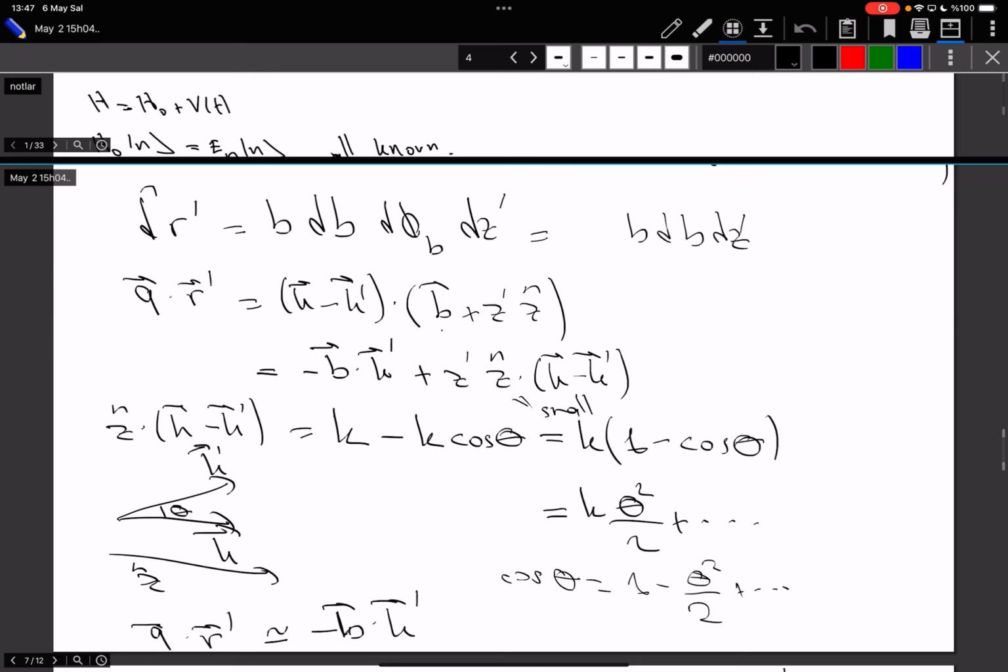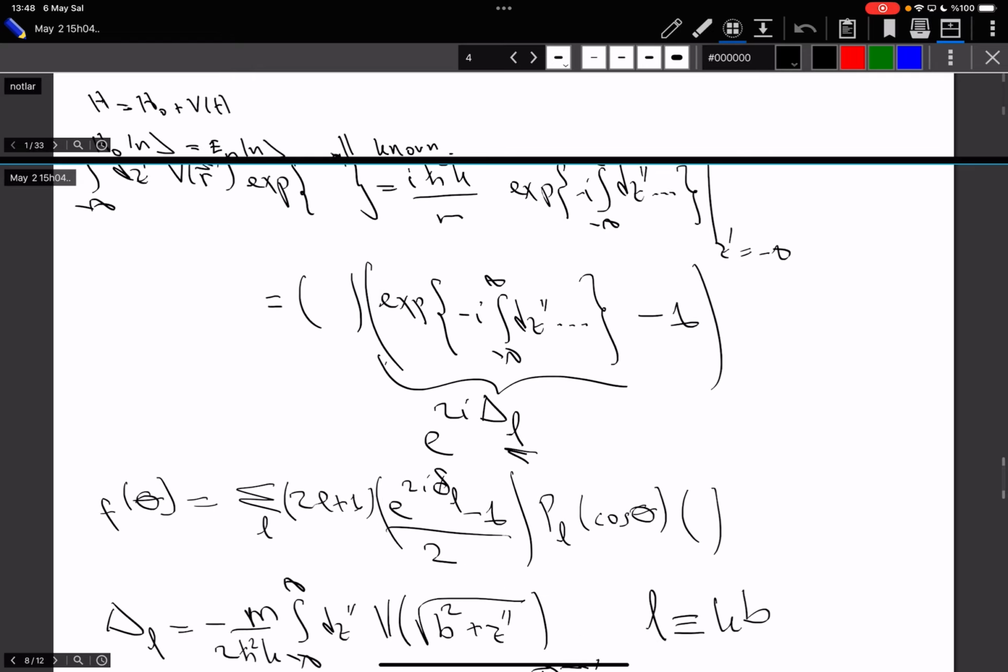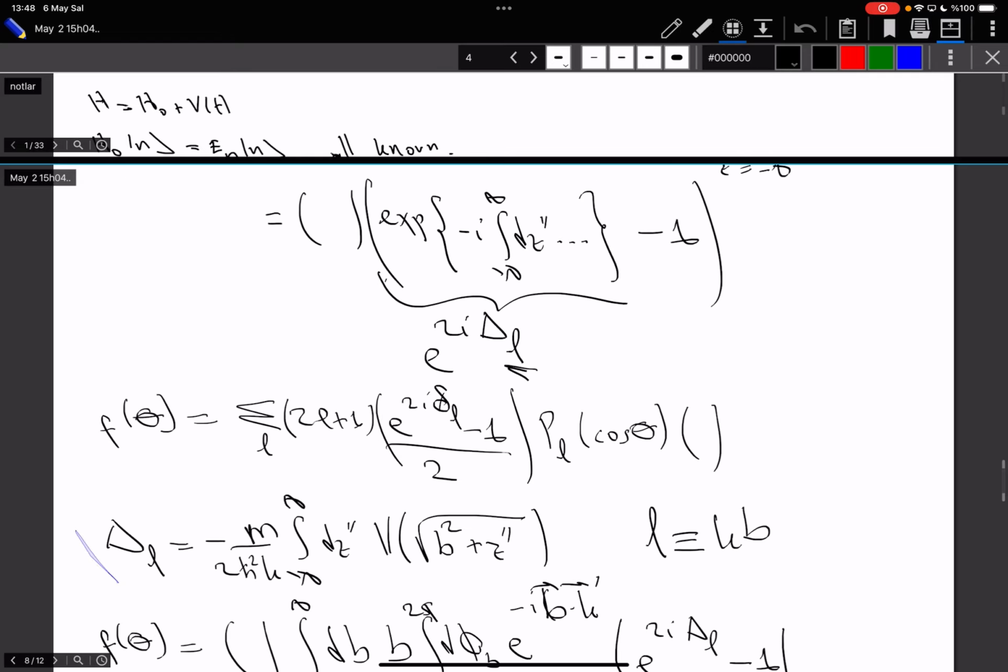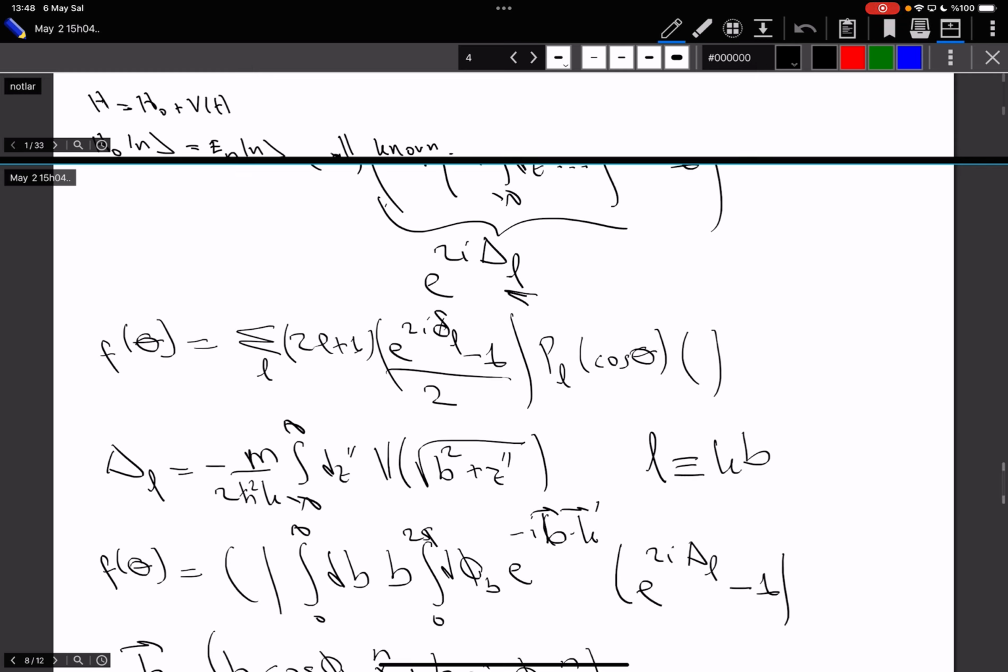And in this case also, we can calculate all the phase shifts. Again, if you look at this expression, if b is larger than the range of the potential, then V will be 0, whatever the value of z double prime is. So the phase shift is 0. Again, this is not a big surprise, considering the classical limit.